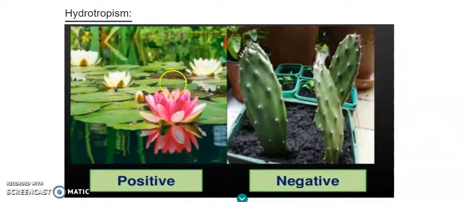Hydro means water and tropism means the growth movement of the plant body. Now, as you can see, the stem and the roots of the lotus plant are growing inside the water. That means towards the water. So it is a positive movement. The growth of the plant is towards the water. So this is positive hydrotropism. Whereas if you see the other picture, it's the cactus. The cactus always tries to keep its stem away from the water. So it's a negative hydrotropism.